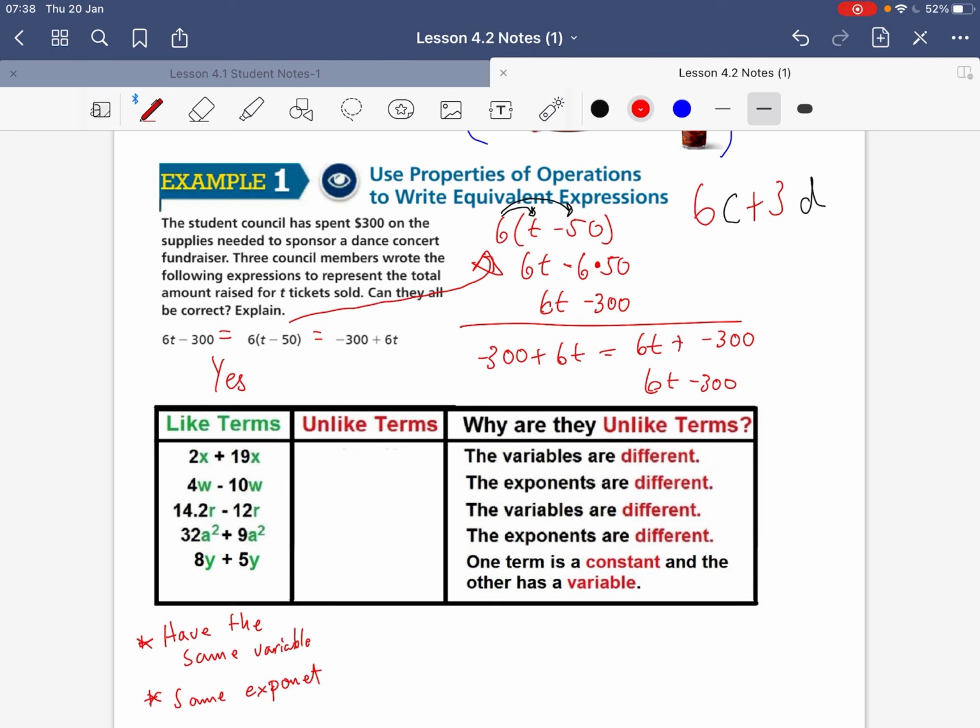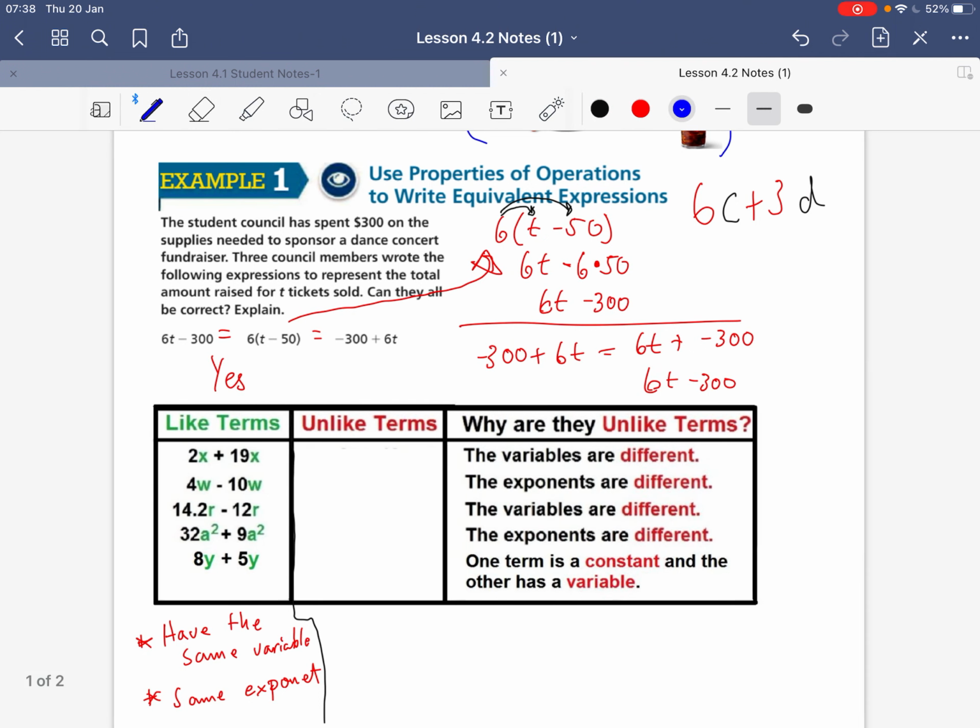All right, so unlike terms, we'll write some examples of unlike terms. An unlike term, the variables are different. So that could be like 2y plus 19x. Those are unlike terms. Another set of unlike terms, the exponents are different. So if we had 4w squared minus 10w, those are unlike terms.